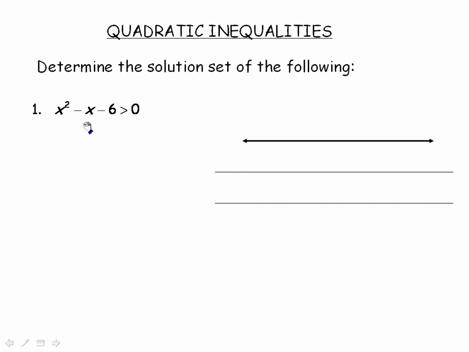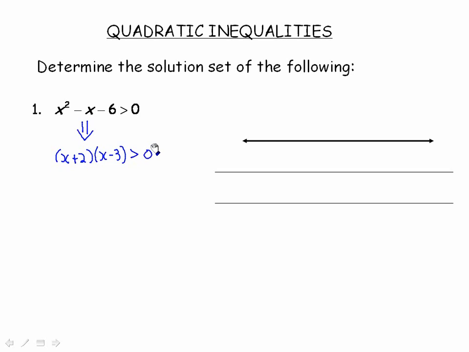So when we see something like x squared minus x minus 6, we factor it first. If you factor it carefully, it would be (x plus 2)(x minus 3) greater than 0. Now the mistake that people make is that they set each one of those factors to 0, and they go x is greater than negative 2, and x is greater than 3, and that's wrong.